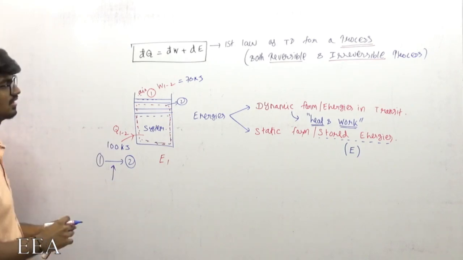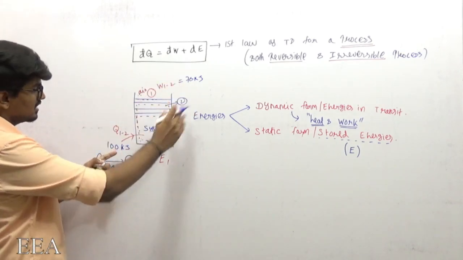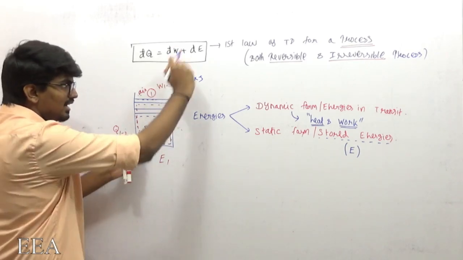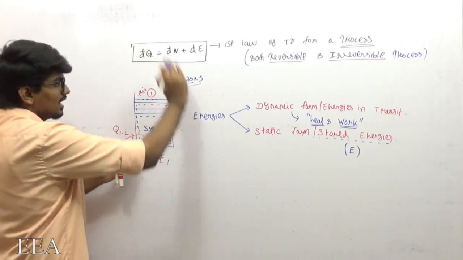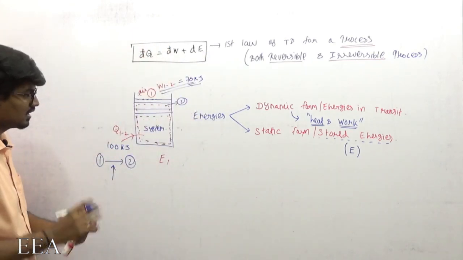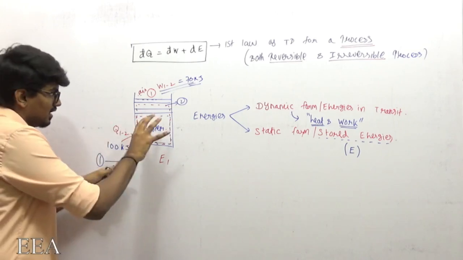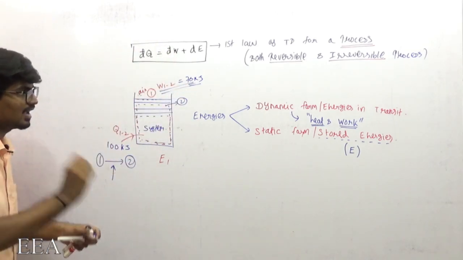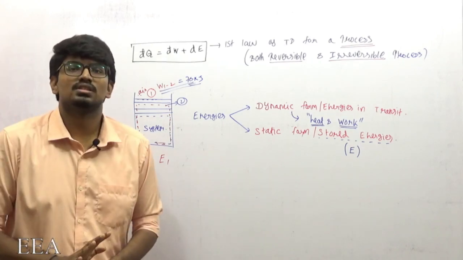So these two are dynamic forms of energies. When a process is happening, I am supplying 100 kilojoule and getting 70 kilojoule as work, which is nothing but the movement of the piston. Listen carefully. I'm supplying 100, I'm getting 70 as motion of the piston. Then where does that 30 go?